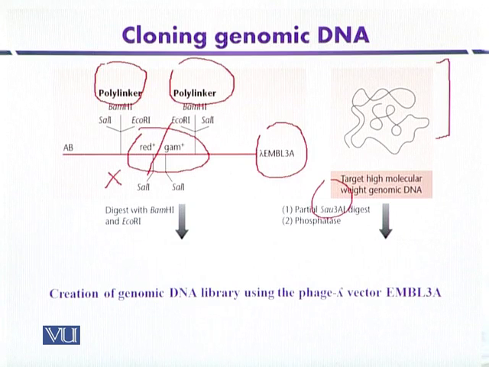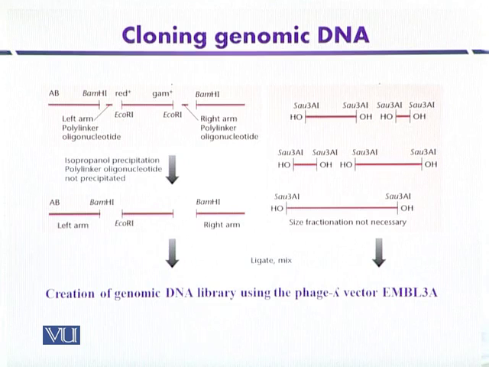So what will happen in the next step? Discrete fragments of lambda EMBL3A will be produced having BamHI cohesive ends here, and then the non-essential region like red plus and gam plus will be removed by EcoRI digestion. And the polylinker sites here at the left arm and the right arm are discarded after precipitation with isopropanol in the next step.